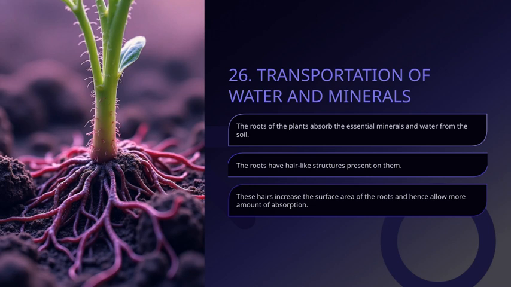This increased surface area is a key adaptation that helps plants maximize their intake from the soil, supporting the overall process of nutrient transport and plant health. So, understanding these root hairs helps us appreciate how plants effectively take in what they need to thrive.